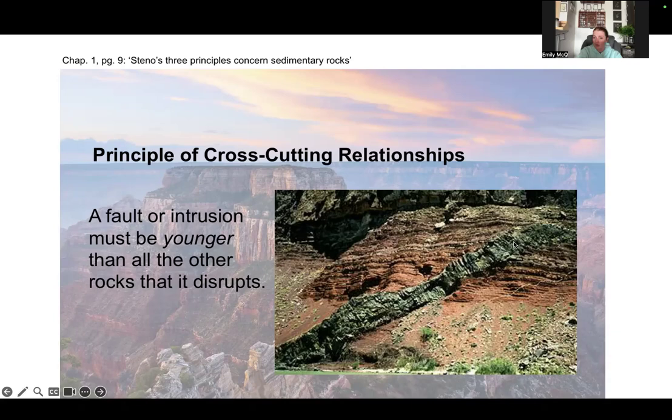This is the law of cross-cutting relationships. Because this cut through these layers, this is telling me that this is now younger than any of the layers that it cut through. Because these layers had to be deposited first, and then this intrusion cut through afterwards.